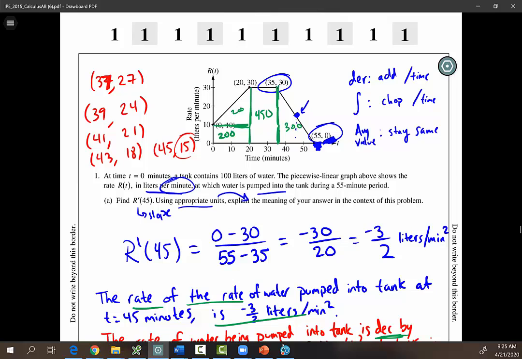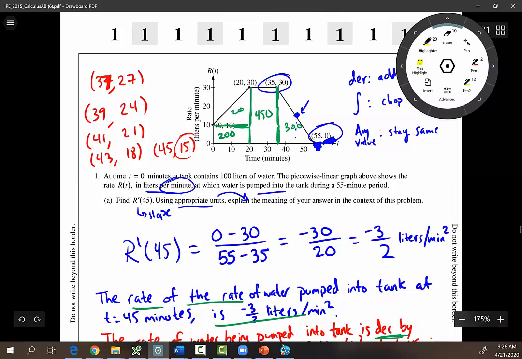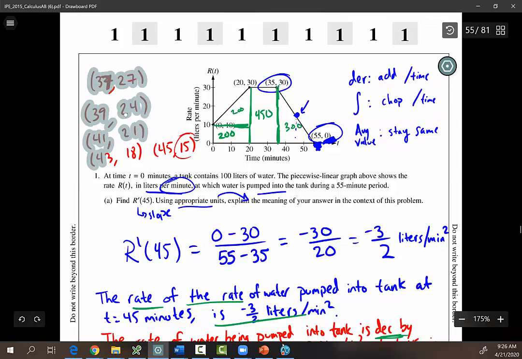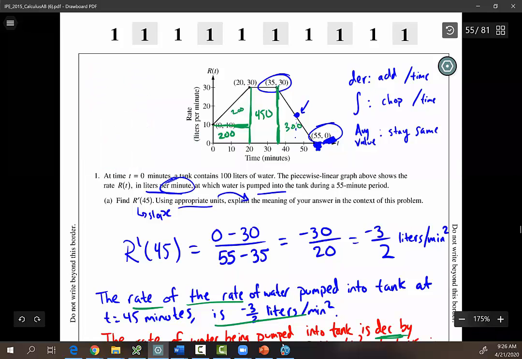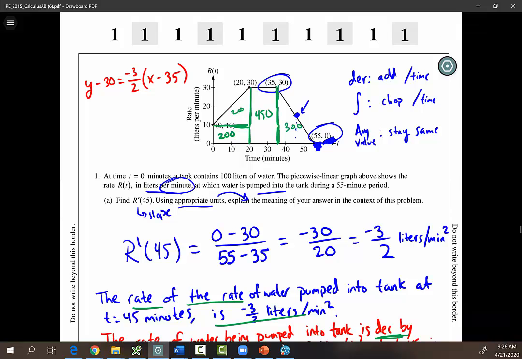You could, I guess, try to estimate it, but you're really risking it there. The other way I could have done this was, we know that this is a line, so we can just write the equation of the line. Y minus y1, I'll use 30, equals the slope, negative 3/2, times x minus x1, and we'll use 35. It might have been smarter to use 55 and 0, so we had a 0, but it's okay.